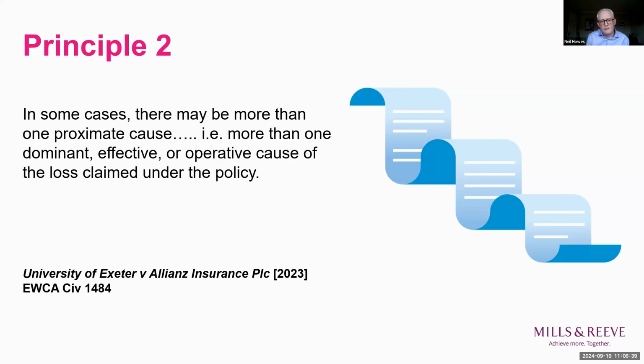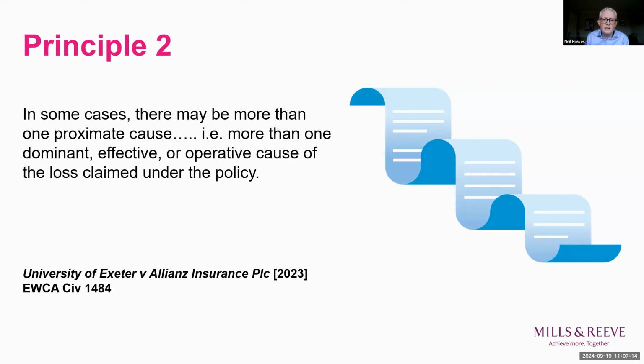To give you an example, in a relatively recent case between the University of Exeter and Allianz, an unexploded World War II bomb was uncovered during construction works being undertaken near to the insured's building. That meant that a controlled detonation had to take place, which caused damage to the insured's building and also business interruption. The case ended up eventually in the Court of Appeal, who had to decide whether the proximate cause of the loss suffered by the insured was the dropping of the bomb or its detonation nearly 80 years later.